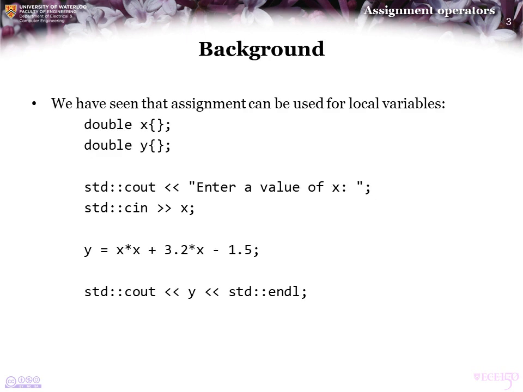We've already seen that assignment can be used for local variables. Here we have two local variables, x and y, both of type double. We ask the user for a value of x and we get that through the standard console input. We then assign to the local variable y the result of x squared plus 3.2x minus 1.5, and we print that result out.